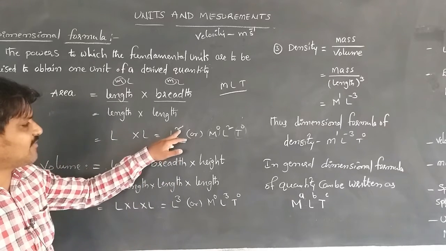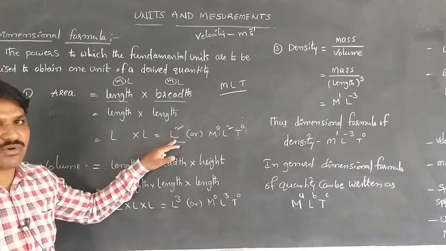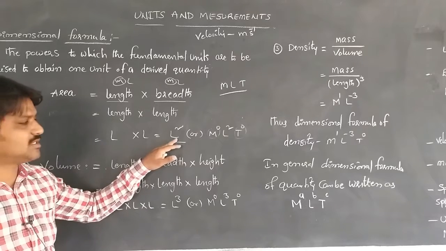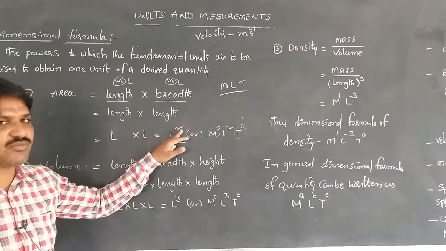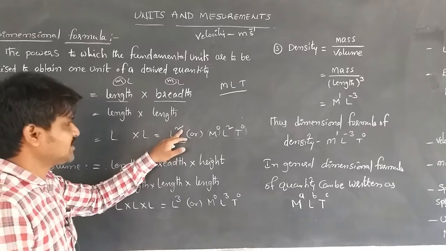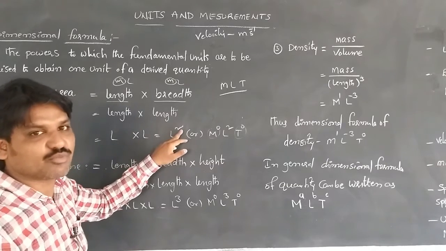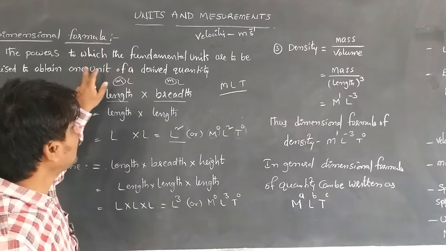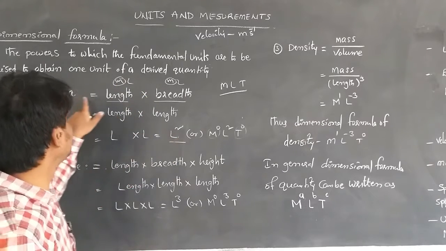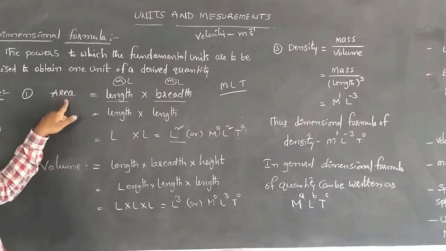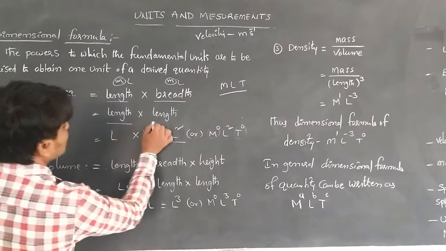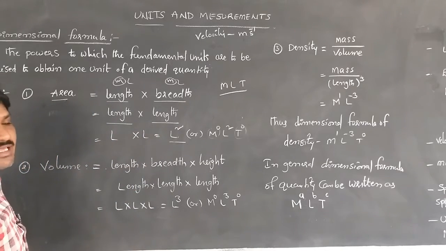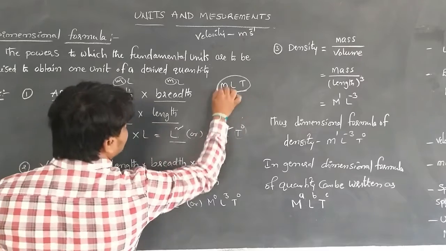The powers of L, the fundamental unit, is 2, which is the power to which the fundamental units are to be raised to obtain 1 unit of a derived quantity. We have obtained this derived quantity from two fundamental units, that is length and length. These are the fundamental units.